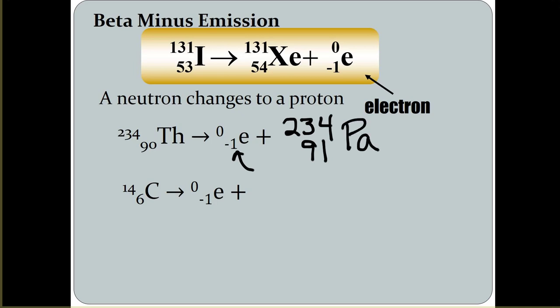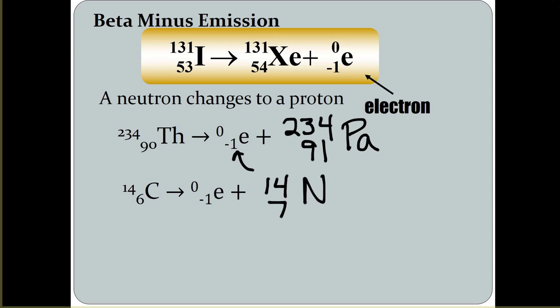Okay, let's do the next one. So we have carbon 14 and it is flinging out a beta minus particle. So I end up having 14. And what would be the proton number? It would be 7, and that is nitrogen. So 7 minus 1 is 6.